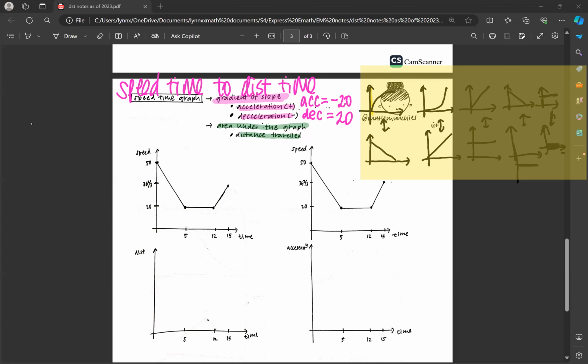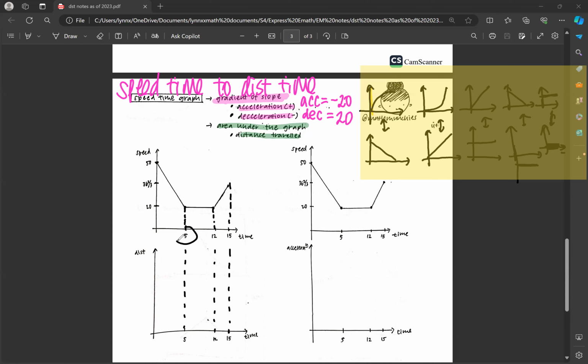Ready? So right now, this is a speed time graph. We are converting a speed time graph to a distance time graph. Before we do anything, we need to understand how many zones you see over here. 3. So what I always like to do is put a dotted line to separate out the zones. So this is 1, 2, 3 zones. Here also a dotted line, and here also a dotted line. Understand? 3 zones.